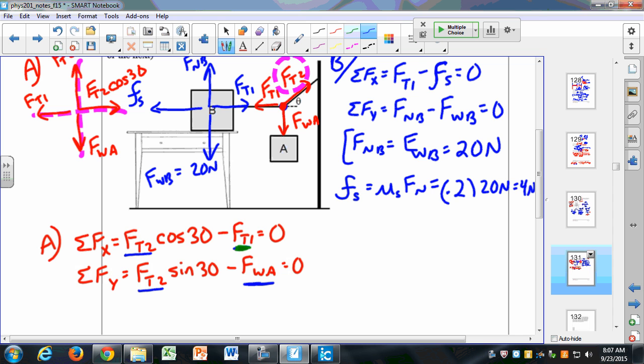We're looking for the maximum weight of that block that can make this situation stable. All right, so all I have to do here now is solve for ft2, and then I can plug it in to the second equation and solve for fwa, and then we're done. I'll go ahead and do that, and then I want to show you another way to solve it, which you'll get some extra credit on the exam if you do it this way. So first, I solve for ft2. Yeah, Sydney?